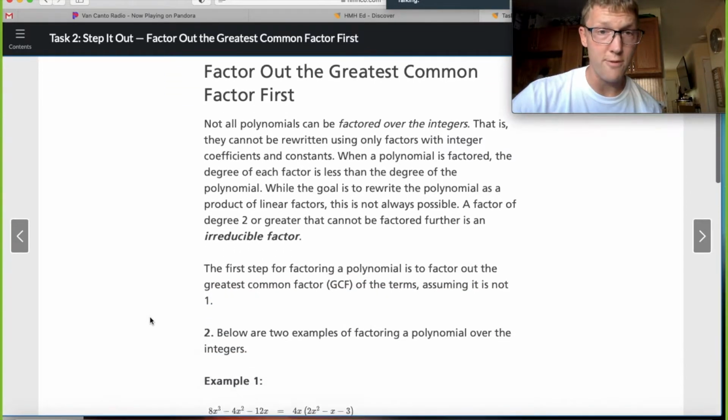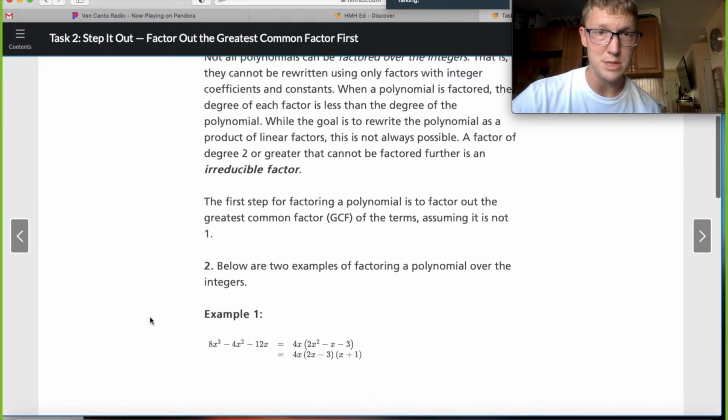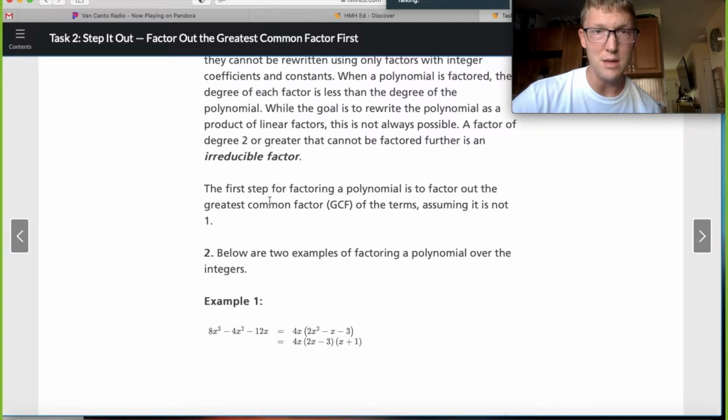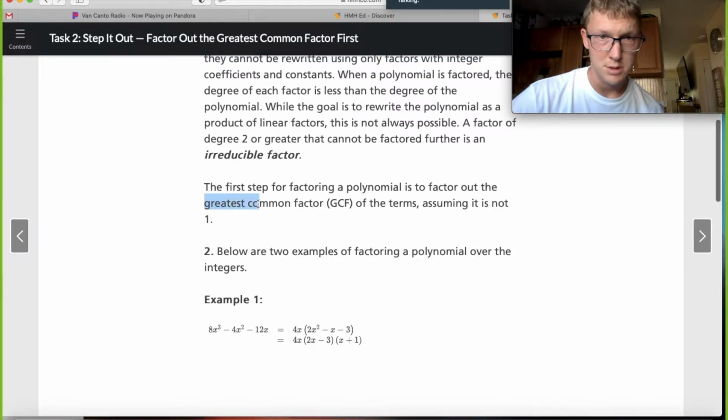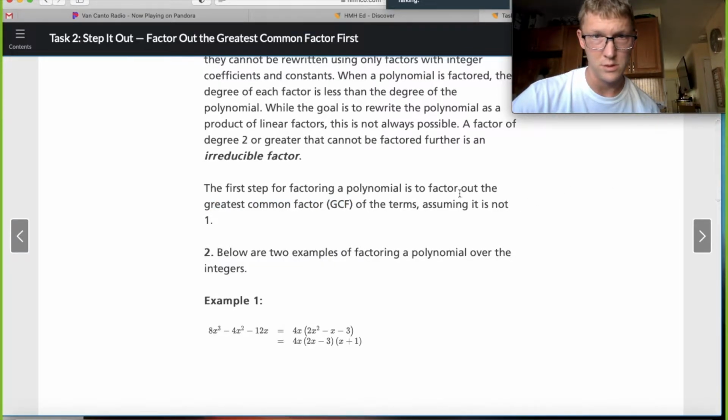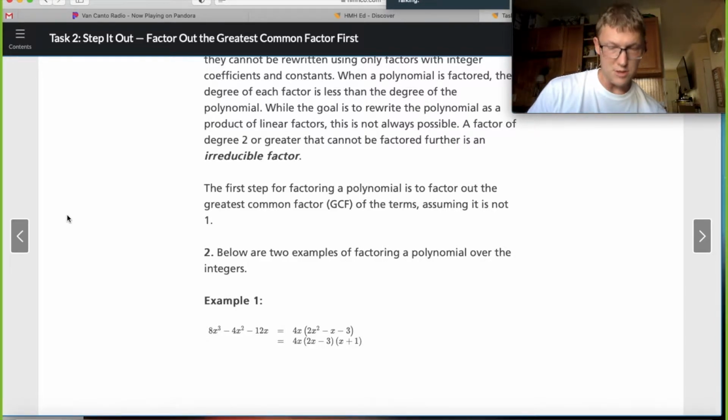So when we are factoring, though, the first step is going to be to find the greatest common factor, assuming it's not 1. That's not helpful. So below are two examples of factoring a polynomial over the integers. We've done this before in class, but I might not have explicitly stated it, so here it goes.